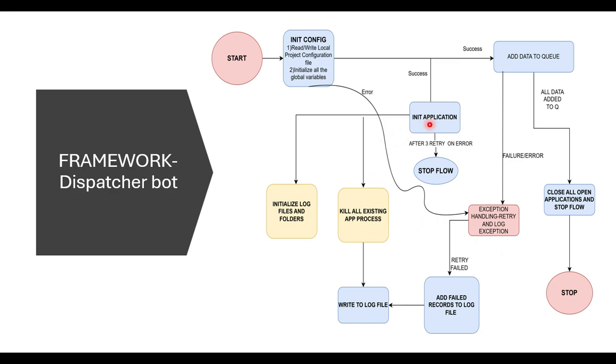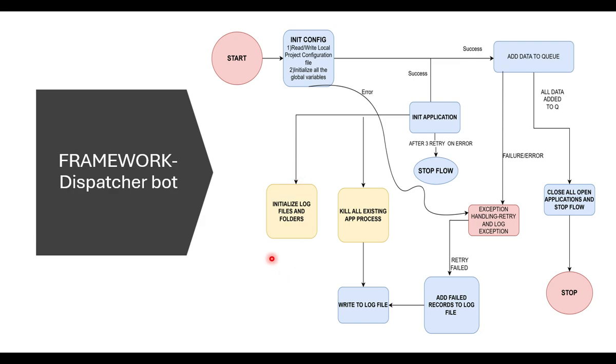Suppose that while initializing the application, from where you're going to read those values, like the APIs or email, it is not launching after three tries. It should stop the flow because there is no point in continuing. During initialize application it will also initialize the log files and folders, and it will kill all existing app processes. Also it will write to the log files. So this is all about the dispatcher.